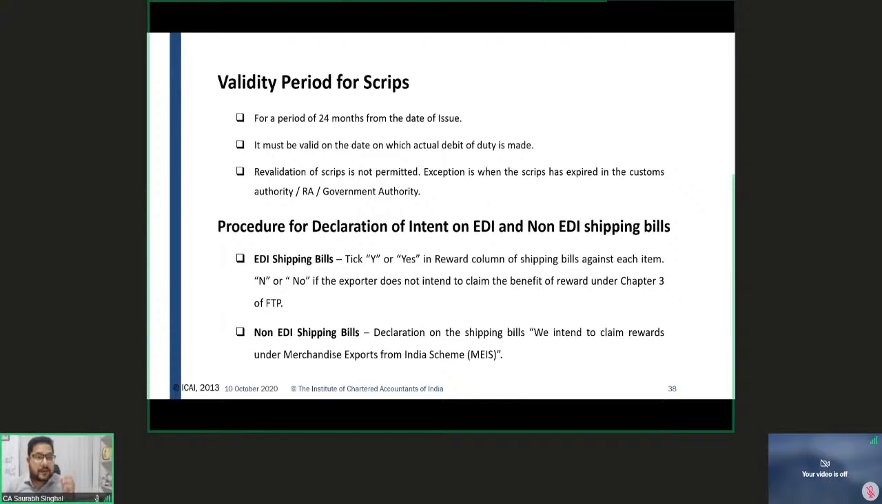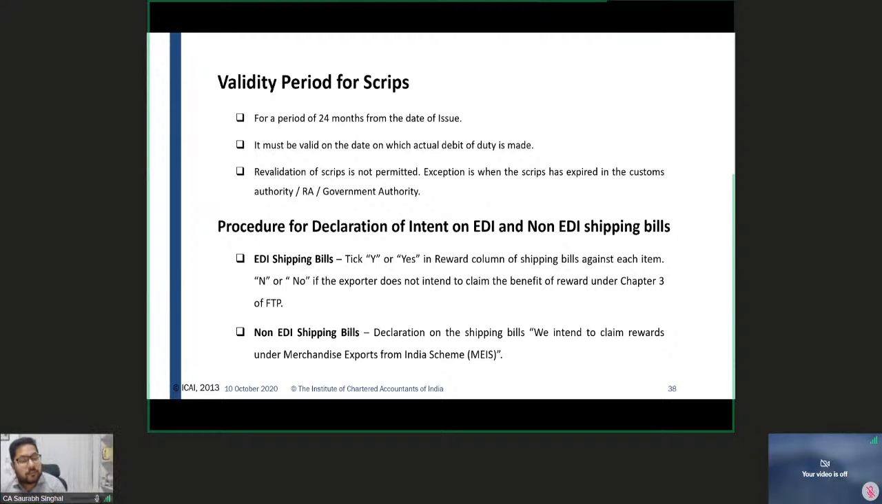Now, what is the validity period for these scripts? Up till what time are they valid for payment of BCD or transfer? They are valid for 24 months from the date of issue. Whenever a script is used for BCD payment, it should be valid as on the date it is used, not just transferred, used. So as on the date of use by the person who has got it or to whom it is transferred, it should be a valid script on the date of use. Revalidation is not permitted. So you have to take care that you sell the script within 24 months.